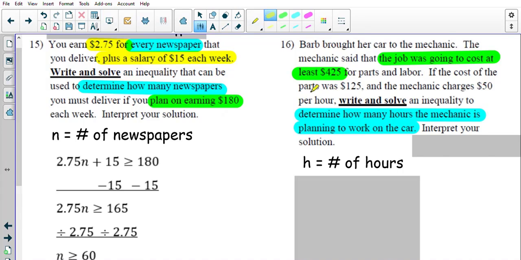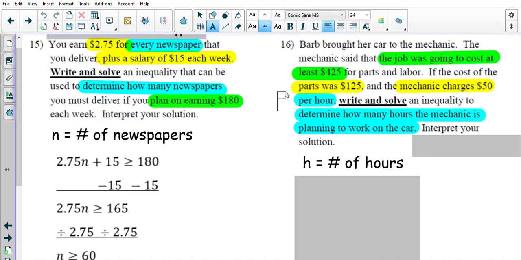We also know the cost of the parts was $125. That's a flat fee or flat rate. It's not dependent on the number of hours. And the mechanic charges $50 per hour. Keep in mind, h represents our number of hours.